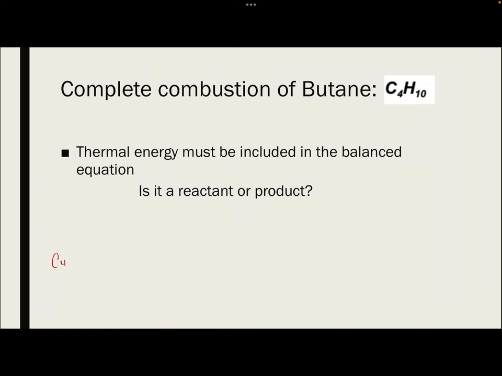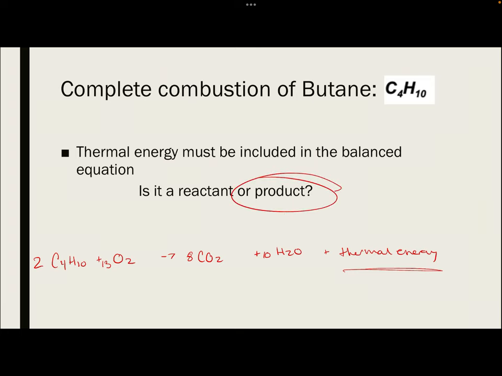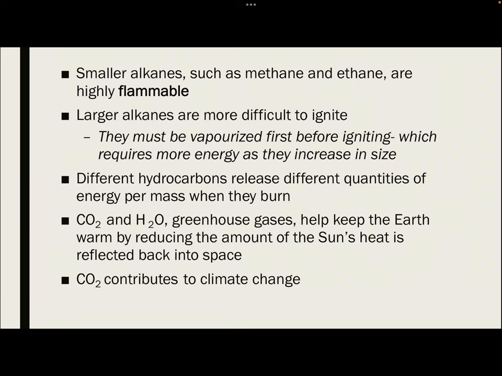So if we look at our complete combustion of butane, we have C4H10 plus O2, that's going to react to produce CO2 plus H2O, and then on top of that, it will produce thermal energy. Obviously this is not balanced, so we always have to make sure it is balanced. But thermal energy is going to be a product.